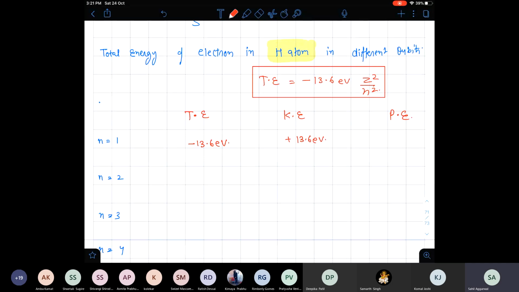And how much will be potential energy? Same sign but double in magnitude. Same sign but double in magnitude. Ronald, same sign. Deepika, same sign. Very good, Shane. Very good, Komal. Same sign but double in magnitude.